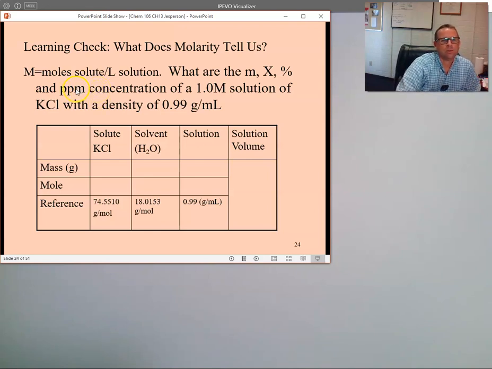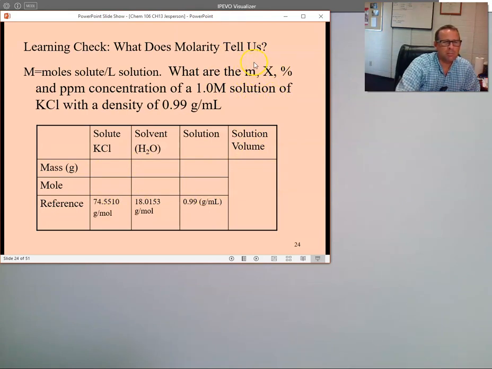So, we want to identify molality, mole fraction, mass percent, and parts per million, given the information of one molar solution, KCl. And then we're also provided the density here. So we can start filling up these holes, and then once we have them filled, it's really easy to answer these questions.